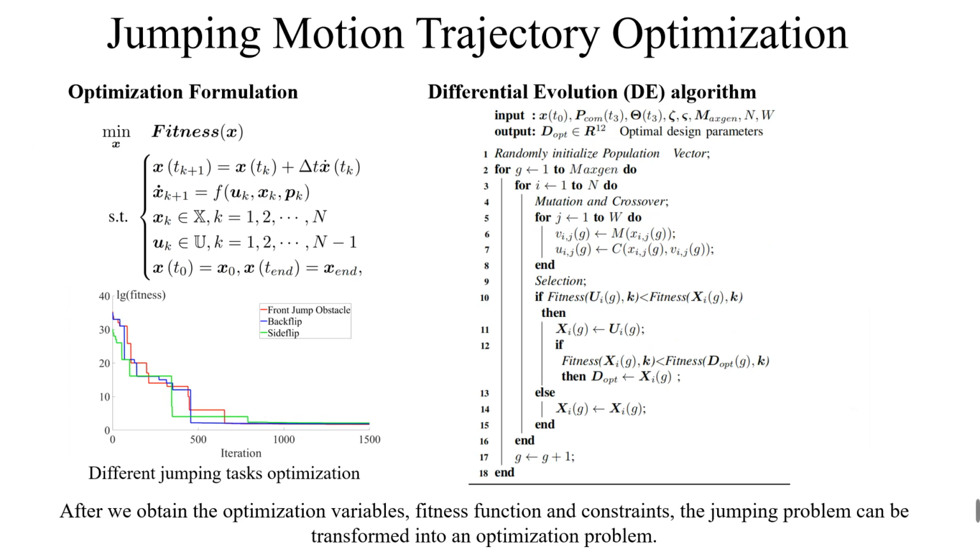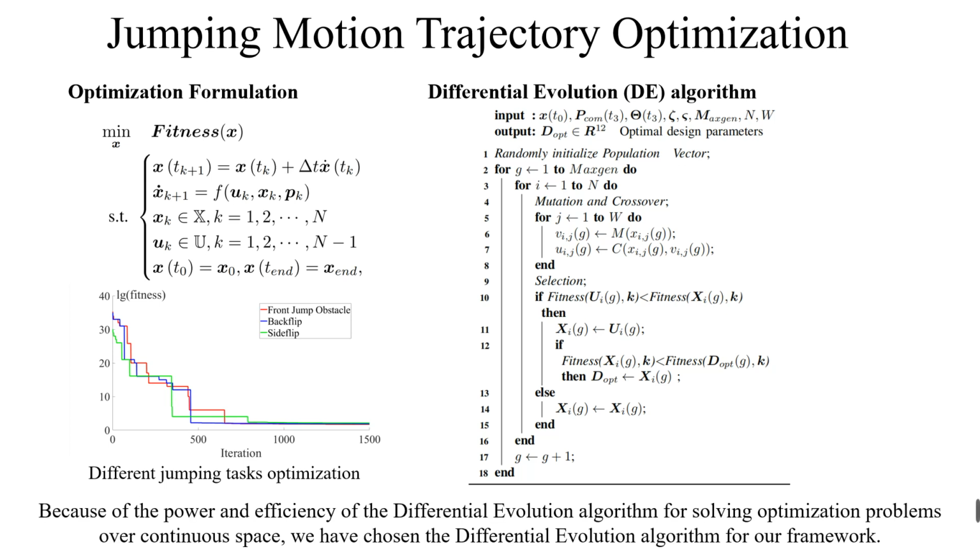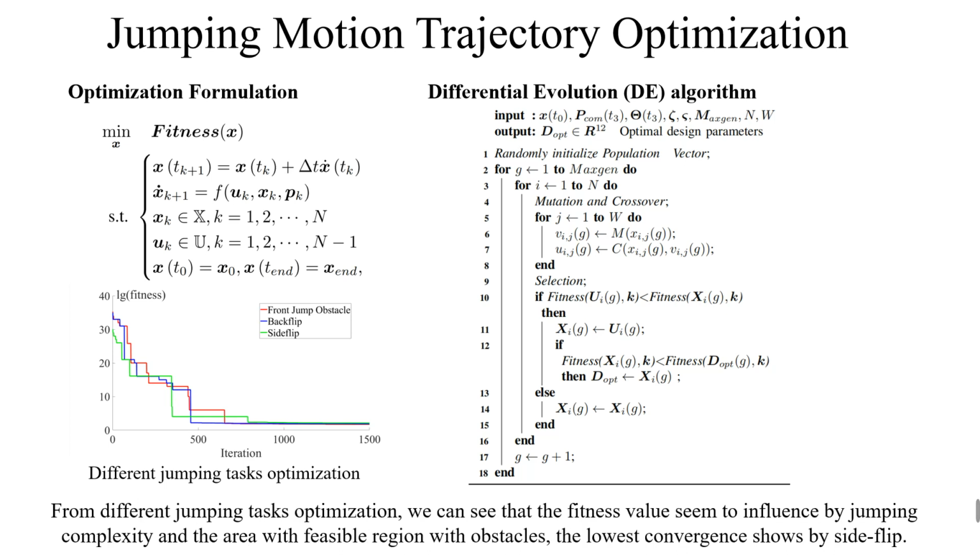After we obtain the optimization variables, fitness function and constraints, the jumping problem can be transformed into an optimization problem. Because of the power and efficiency of the differential evolution algorithm for solving optimization problems over continuous space, we have chosen the differential evolution algorithm for our framework. From the optimization of different jumping tasks, we can see that the fitness values seem to be influenced by jumping complexity and the area of the feasible region with obstacles. The slowest convergence is shown by the side flip.